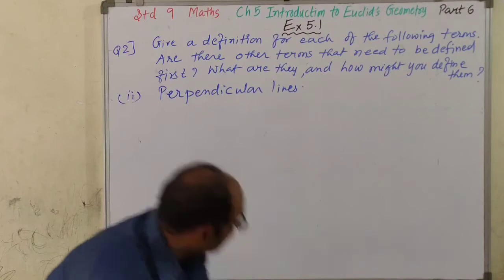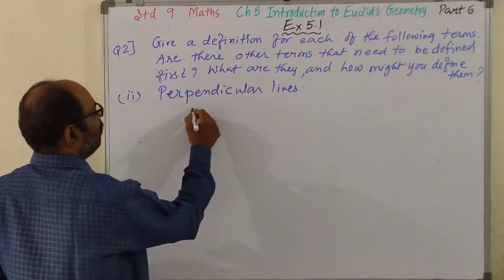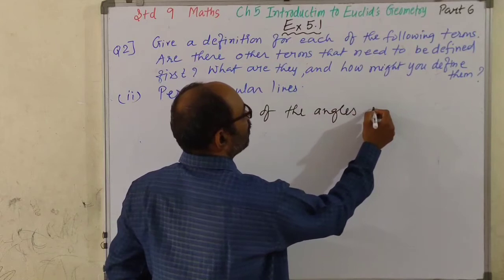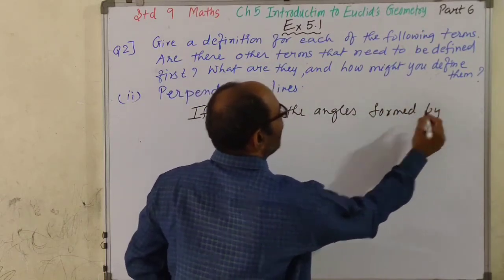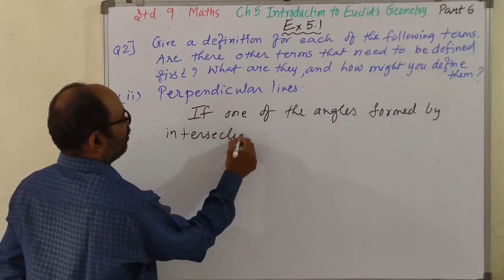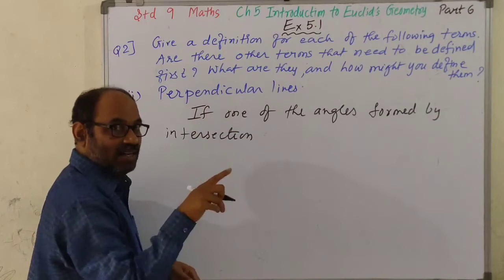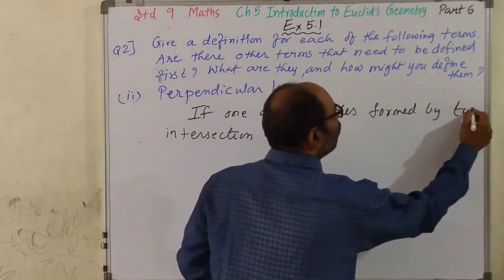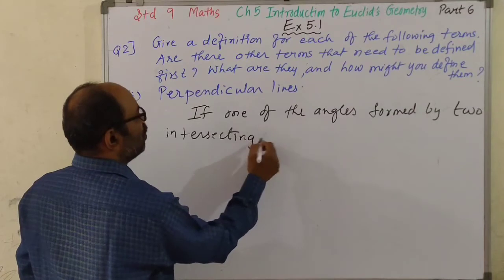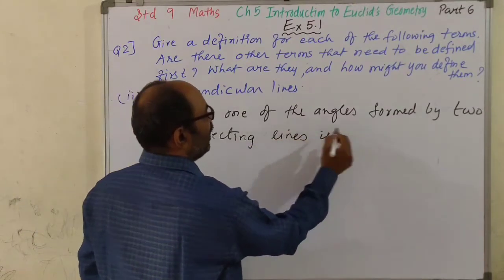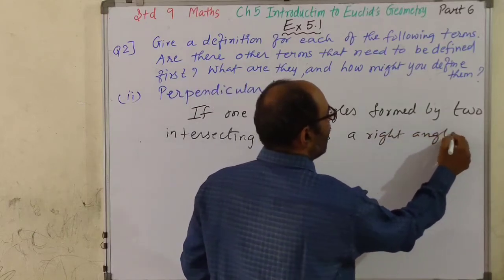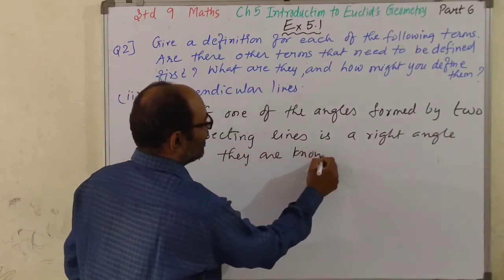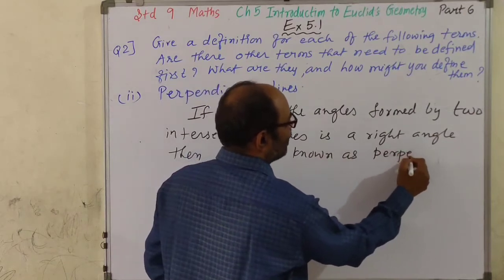So what are perpendicular lines? If one of the 4 angles formed by two intersecting lines is a right angle, then they are known as perpendicular lines.